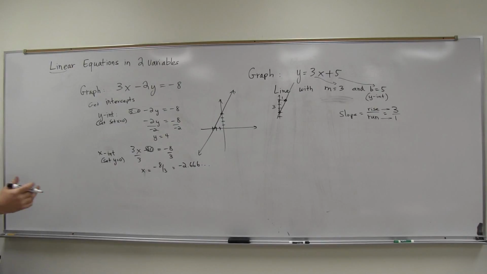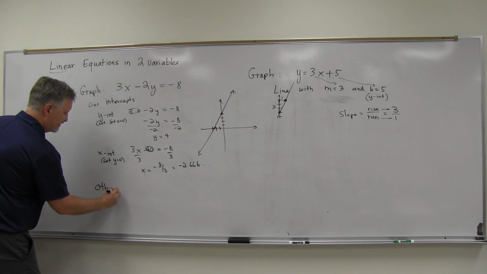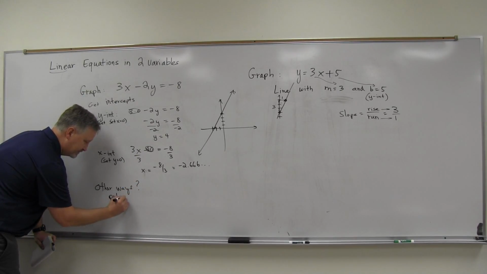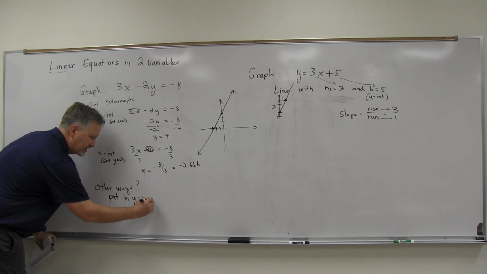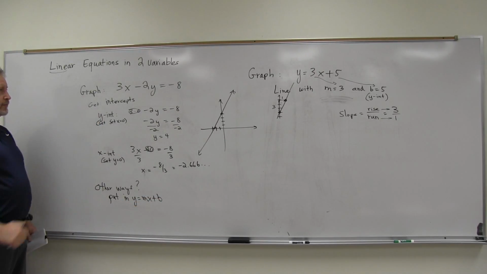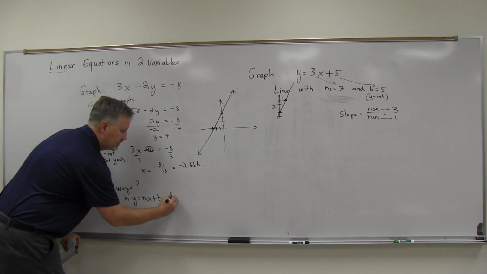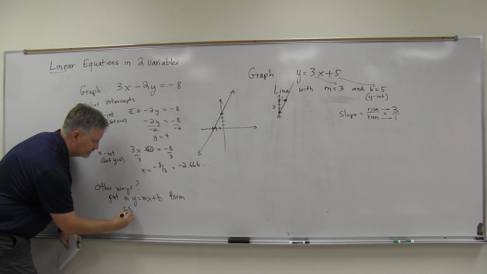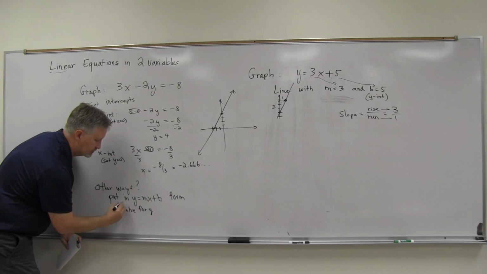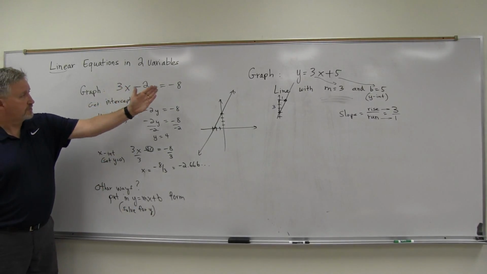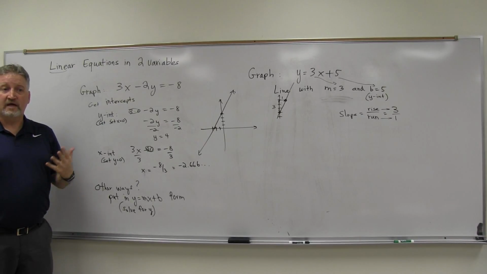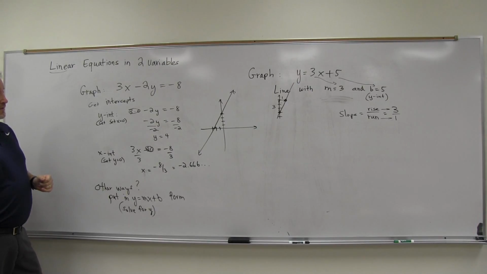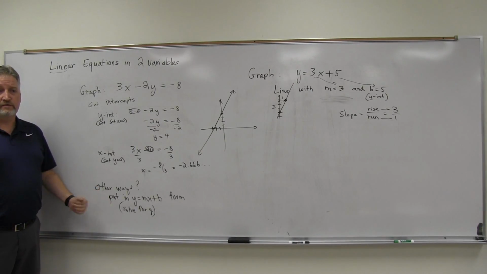Now, other ways, like we already said, what are some other ways we could do it? You could put it into y equals mx plus b form. How would we do that? We'll talk about that more later on. But the way you do that is you just solve it for y, right? Solve the equation for y. Get y on the side by itself, subtract the 3x, and divide by negative 2, and that gets you your y equals mx plus b form. We'll do that in another problem along the way, and you're perfectly welcome to do that.